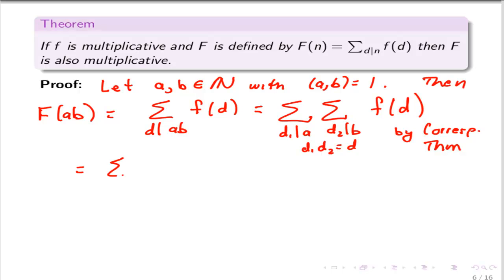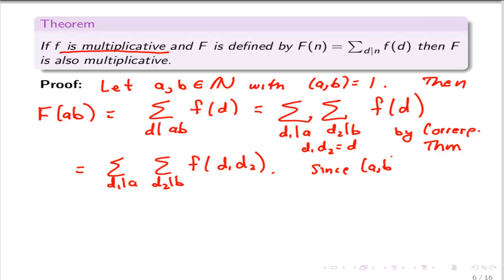So that's the sum over the divisors d1 of a times the sum over the divisors d2 of b of f of d1 times d2. Now what do we know about little f? Little f is given to be multiplicative. And what's the relationship between d1 and d2? So since the GCD of a and b equals 1, it follows trivially that d1 and d2 are also relatively prime. Because if d1 and d2 shared a common prime factor, so would a and b.